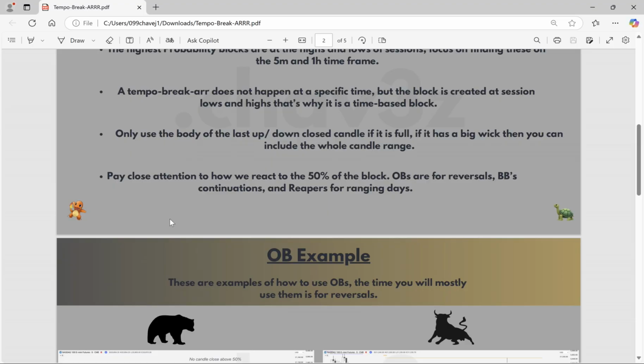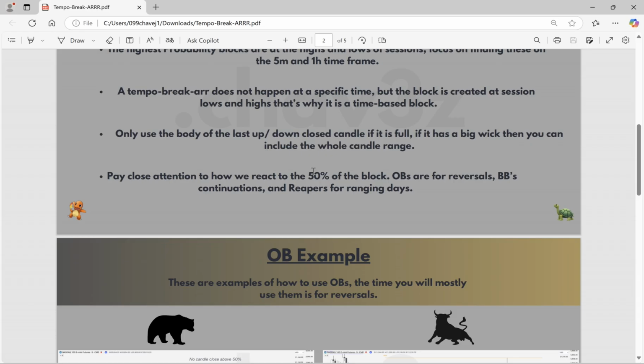And then we've been talking a lot about the 50%. Paying close attention to the 50% helps you out a lot, but it's not really necessary, right? Because we want to either reject the block, which can fully fill it, but we want to reject the block for the order block entry. We want to fill the block and come back down and tap it for the breaker block entry.